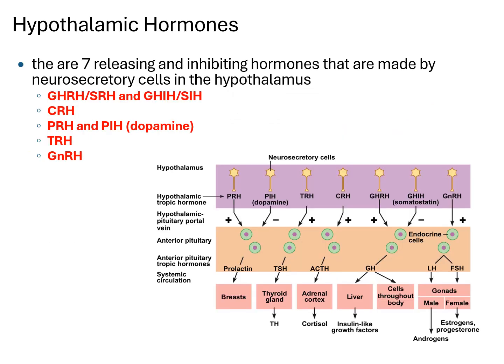There are 7 releasing and inhibiting hormones. They are called somatotropin releasing hormone and somatotropin inhibiting hormone. Again, another word for somatotropin is growth hormone. So you might see growth hormone releasing hormone and growth hormone inhibiting hormone. There is a hormone called corticotropin releasing hormone. There is a hormone called prolactin releasing hormone. And then there's another hormone called prolactin inhibiting hormone.